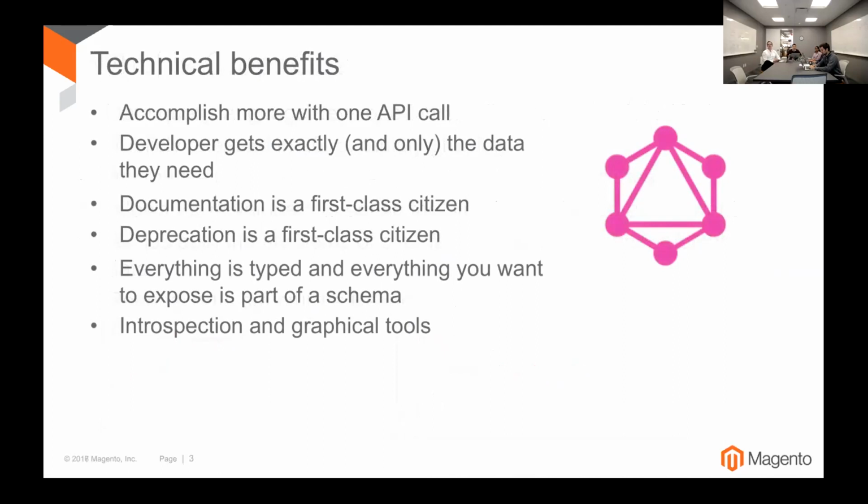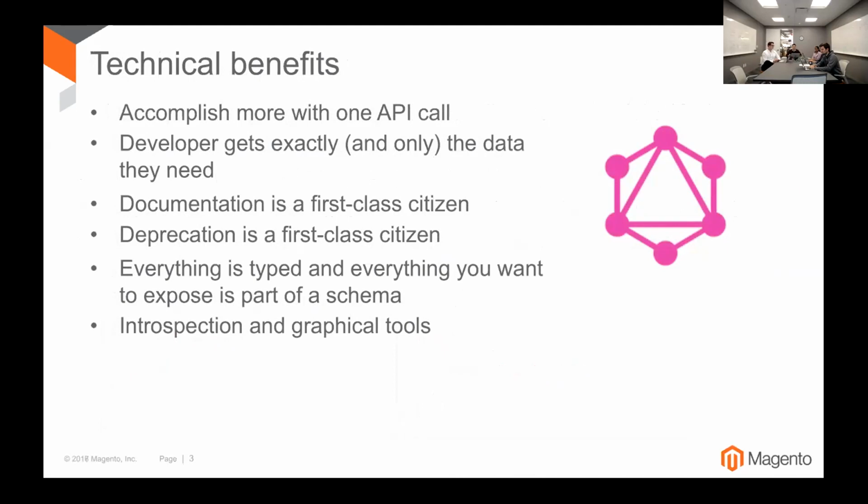The technical benefits are quite a lot. These are some of the main ones. Typically, you can accomplish more in one API call to GraphQL than you can, for example, in comparison with REST. The developer gets exactly and only the data that they need, so you save on the overhead of the payload going over the network traffic. So normally it's a bit snappier than REST.